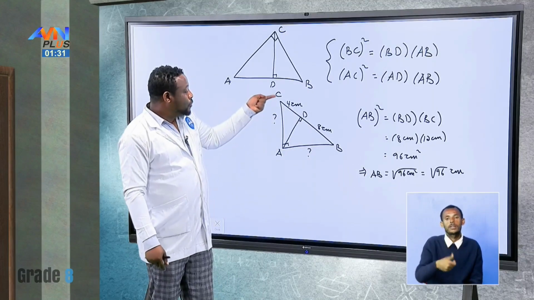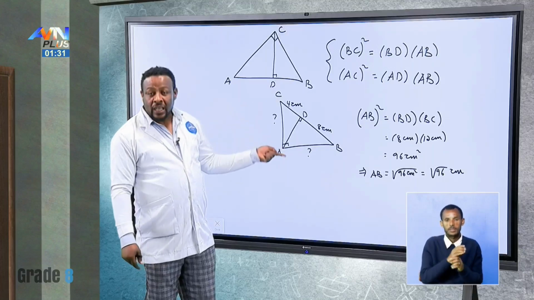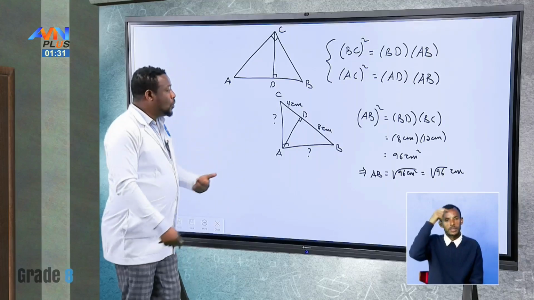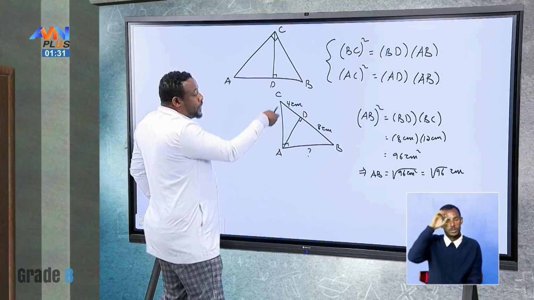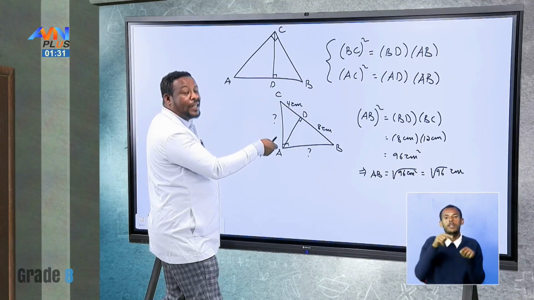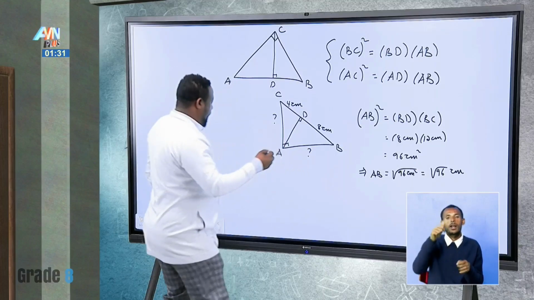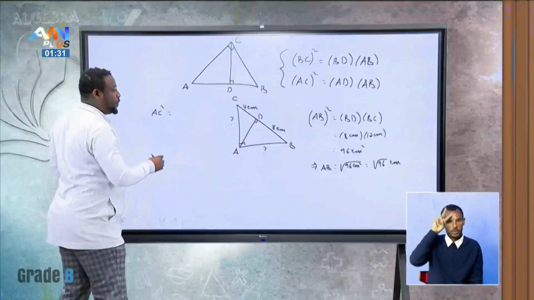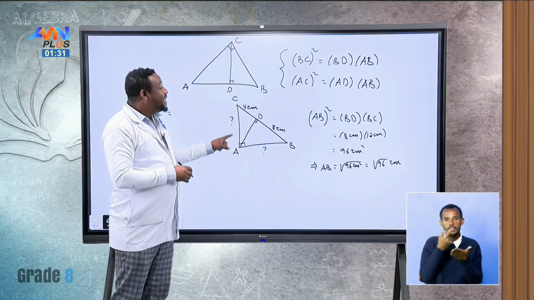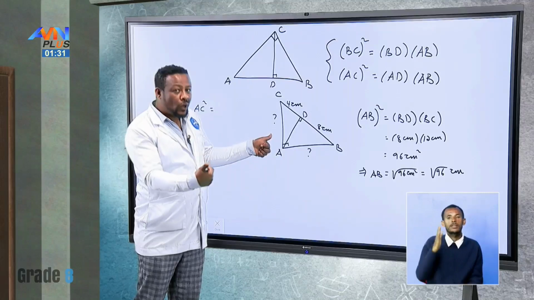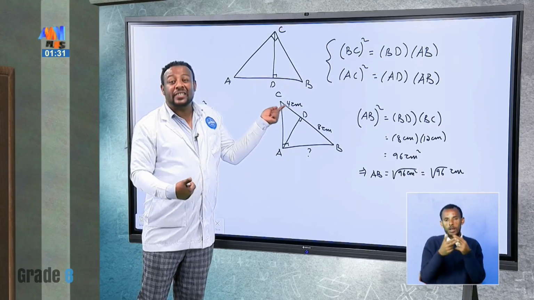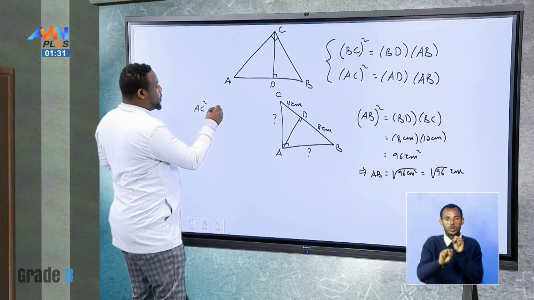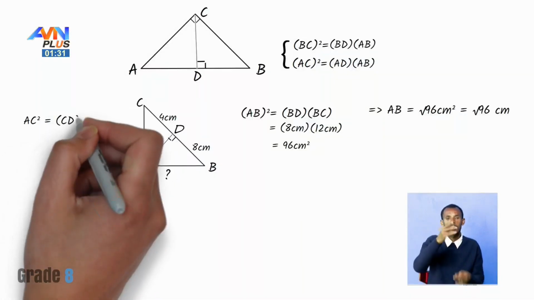The other thing, you can also calculate the length of AC by applying Euclid's theorem. Based on Euclid's theorem, the square of this leg, say this is AC square, if you are taking this side, the square of this side is equal to the product of the adjacent side and the hypotenuse. So this becomes CD times AB.